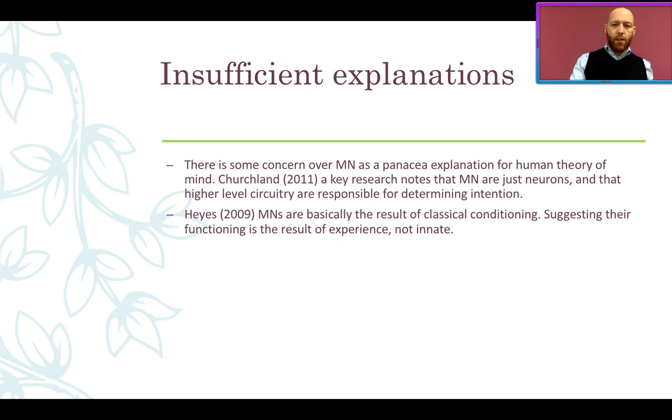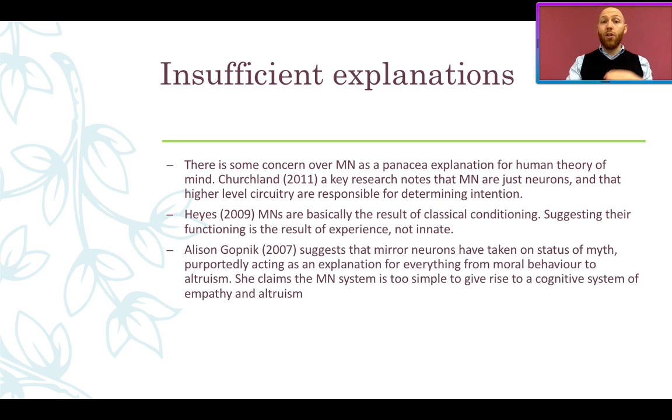So Heyes says mirror neurons are basically a result of classical conditioning, they claim, suggesting their function is just a result of experience. So you learn to associate your action with someone else's, observing someone else, and that's why they fire. Therefore, it's an experience-based development, not an innate one.